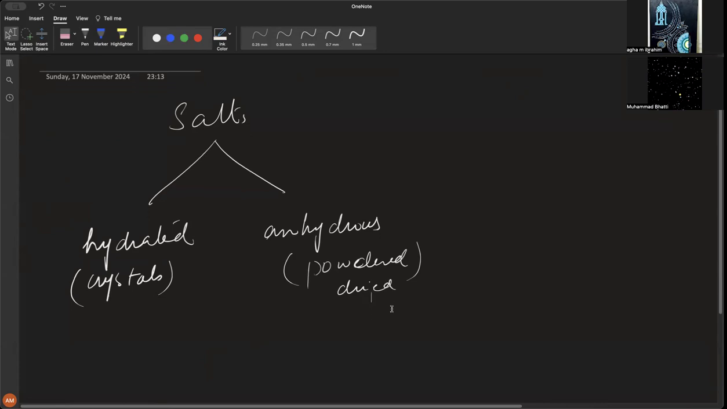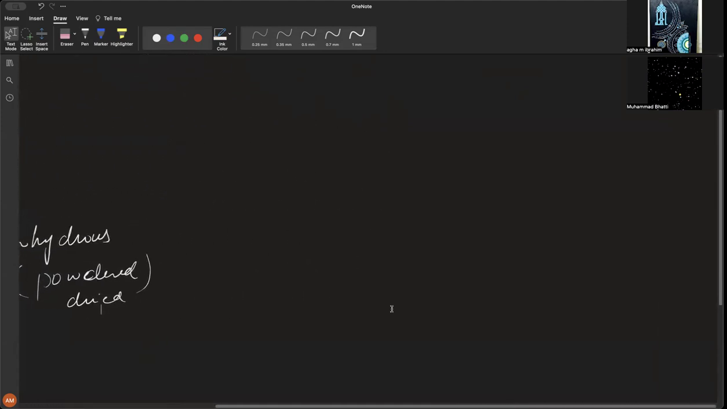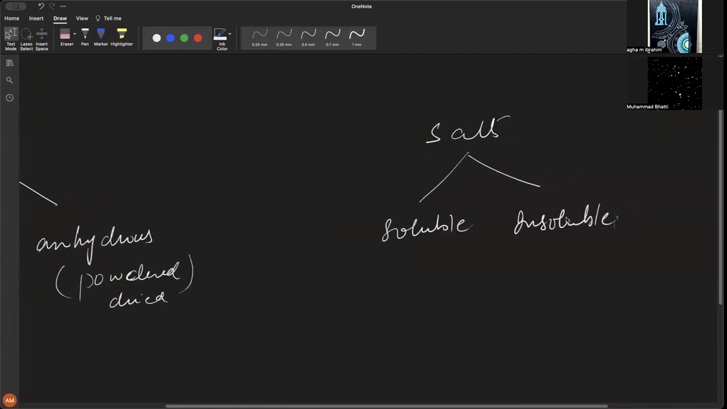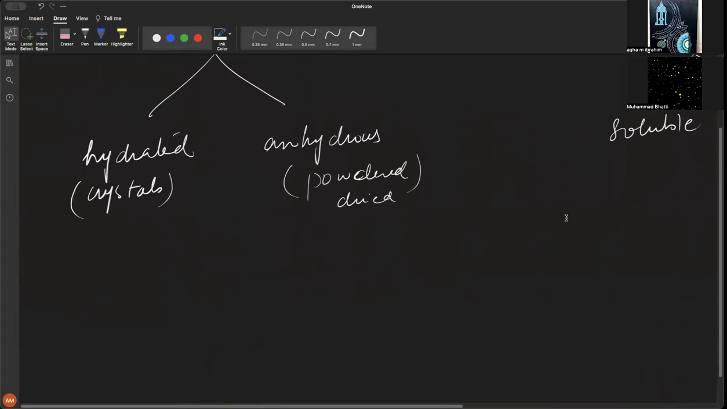Okay. So another distinction that we are going to make after this is that salts can be divided into soluble and insoluble. We are going to write some points about that so that you can look at every salt and know whether it is soluble or insoluble. But for now, what are hydrated and anhydrous salts?